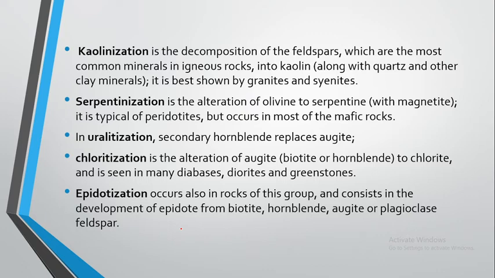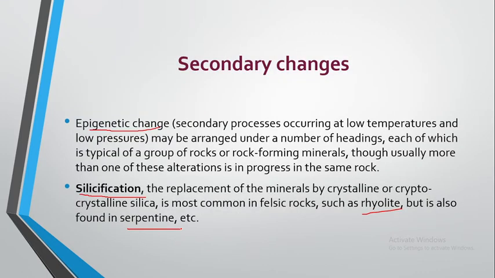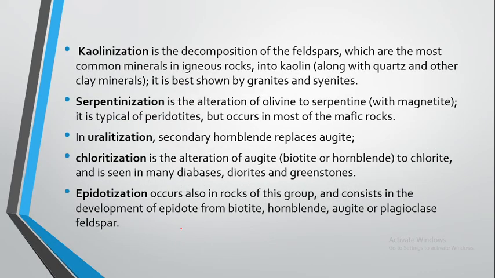So these are the various processes. First was silicification, replacement by silica. Then kaolinization, replacement by kaolin. Third is serpentinization, the replacement by serpentine. Next is uralitization, where hornblende replaces augite. Then chloritization, where augite is replaced by chlorite. Epidotization, where biotite, hornblende, augite or plagioclase is replaced by epidote.